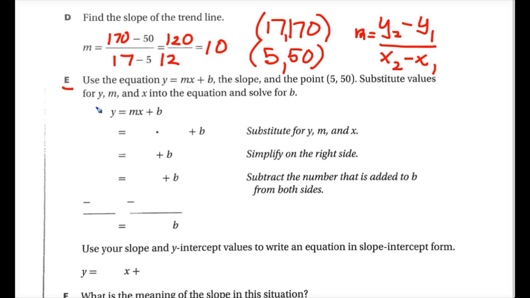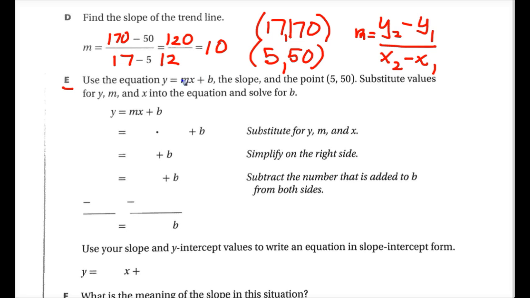Now look at E. Now, side note, if your slope turns out kind of crazy, like a fraction, it's not a bad thing. However, I would revisit your scatter plot and see if it's possible to find a point that still creates a good trend line, but that will give you a nice slope to work with.